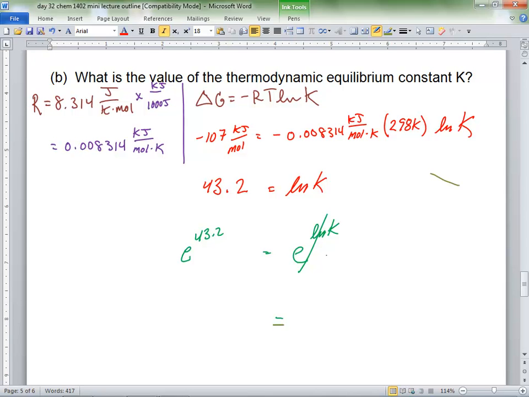What did you get? E to the 43.2? It's 10 to the 18th. You should get a final answer of 5.7 times 10 to the 18th. Yeah, times 10 to the 18th.